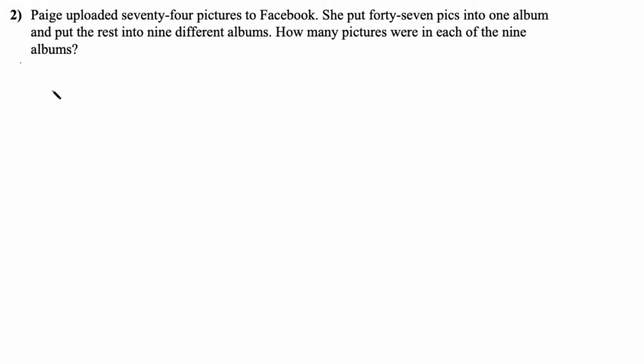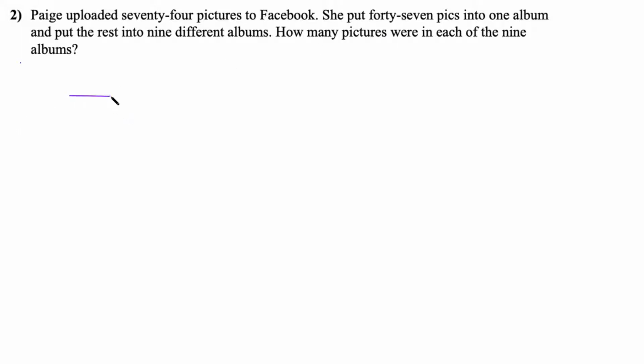All right, welcome back. Okay, so this problem reads, Paige uploaded 74 pictures to Facebook. She put 47 pics into one album and put the rest into 9 different albums. How many pictures were in each of the 9 albums? So she starts with 74 pictures to Facebook. But she puts 47 pictures into one album. So those pictures are gone. Those pictures are separated from the group.